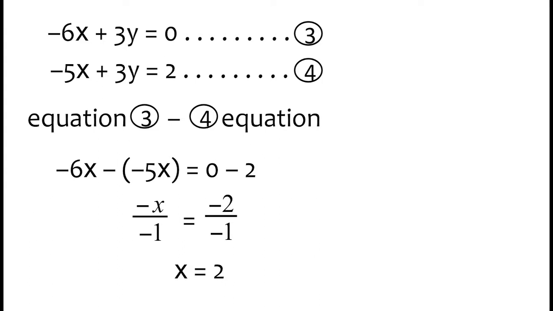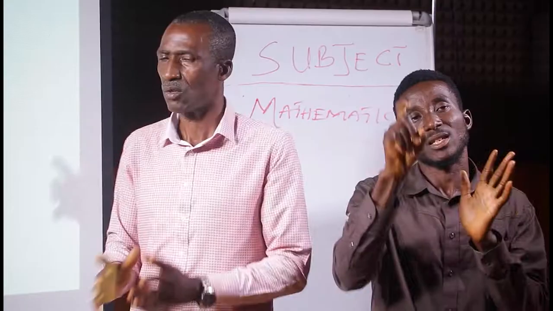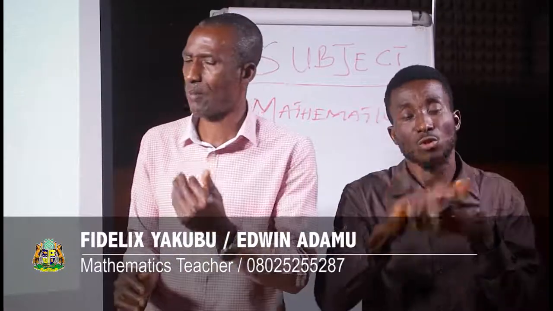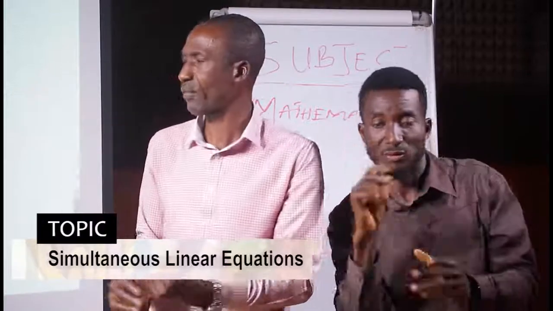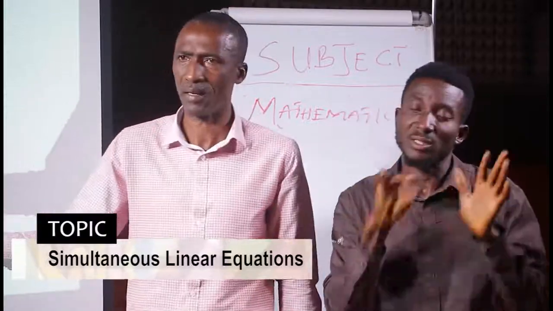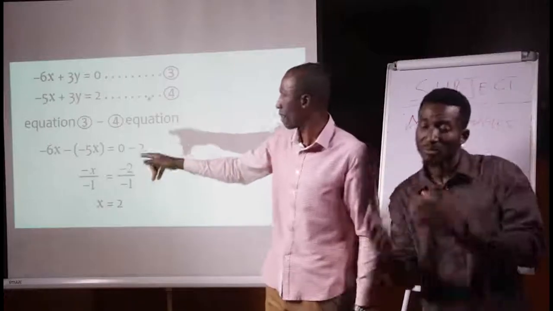So I'm now left with minus x equals to minus 2. To find the value of x, I am to divide both sides by the coefficient of x. And the coefficient of x here is minus 1. So divide both sides by minus 1.